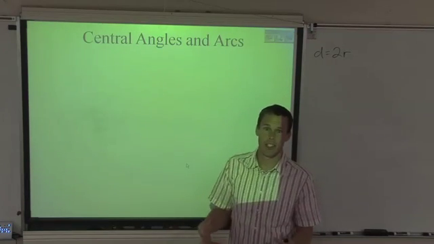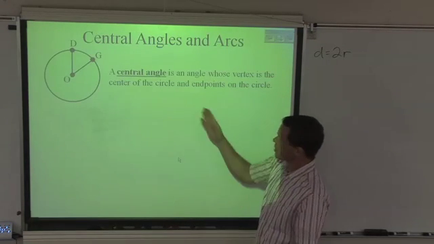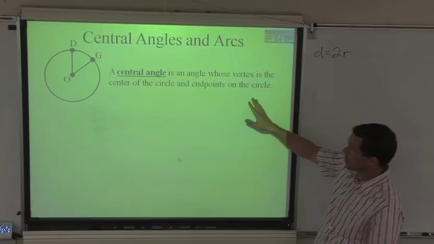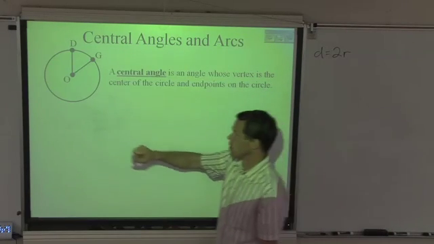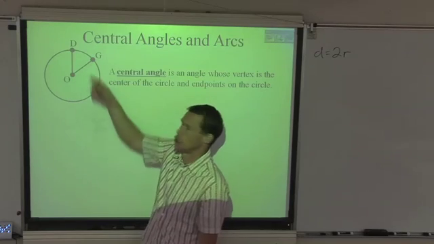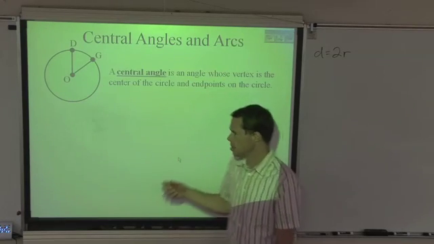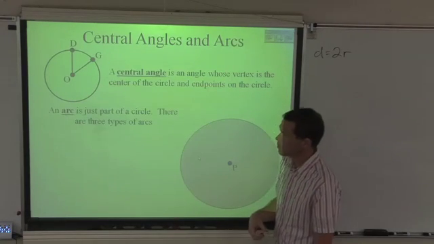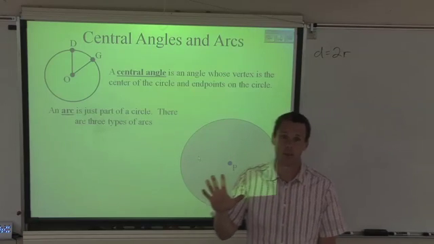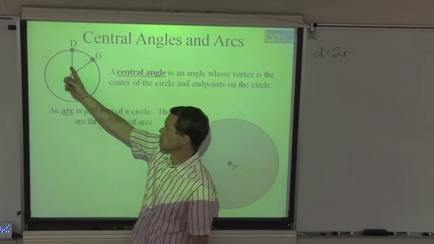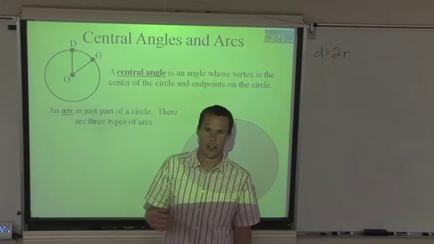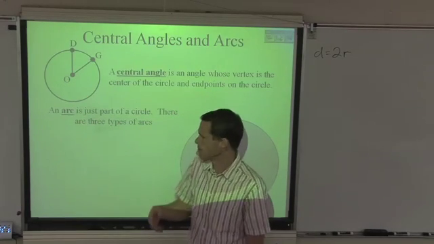Okay, next we'll talk about central angles. A central angle is an angle whose vertex is on the center of the circle and the endpoints are on the circle. Angle DOG would be a central angle. One key note before we move on, you may want to write down: all central angles add up to 360 degrees if we go around the circle.